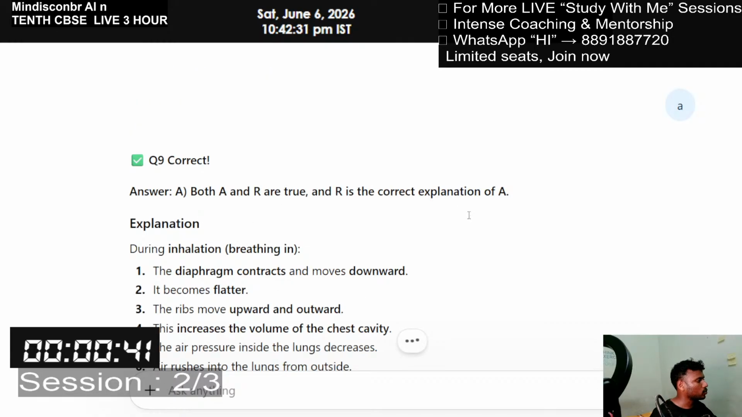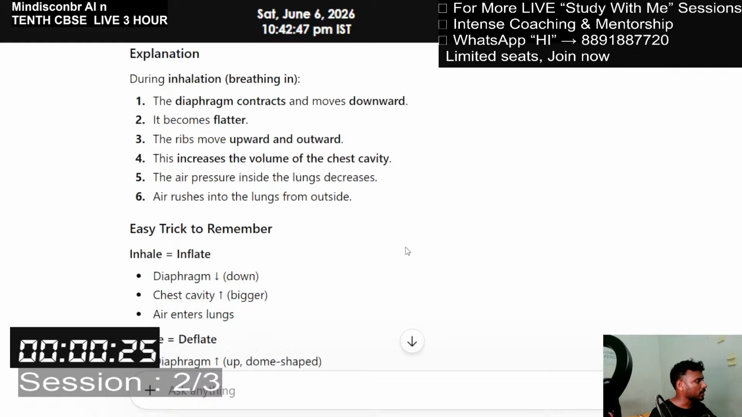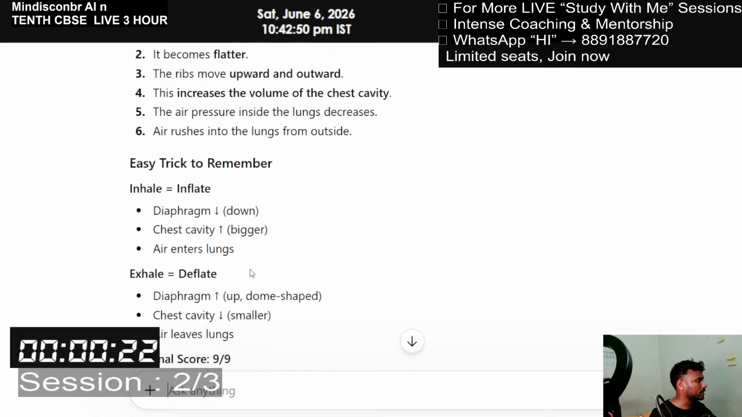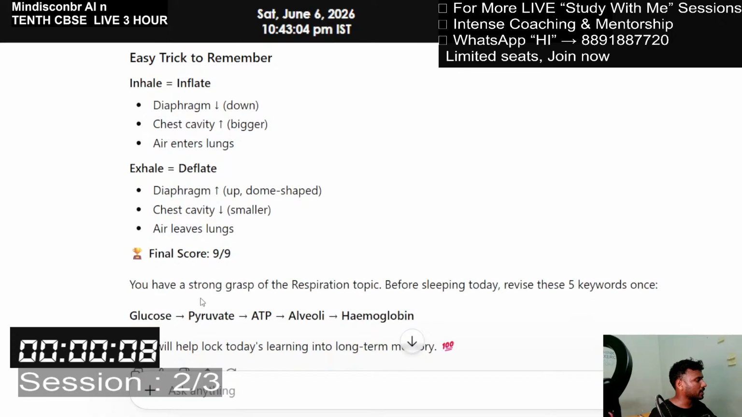Both A and R are true. R is the correct explanation of A. During inhalation, or breathing in, the diaphragm contracts and moves downward. It becomes flatter. The ribs move upward and outward. This increases the volume of the chest cavity. The air pressure inside the lungs decreases. Air rushes into the lungs from outside. Inhale means inflate: diaphragm downwards, chest cavity bigger, air enters. Exhale means deflate: diaphragm upwards, dome-shaped, chest cavity becomes smaller, air leaves the lungs.